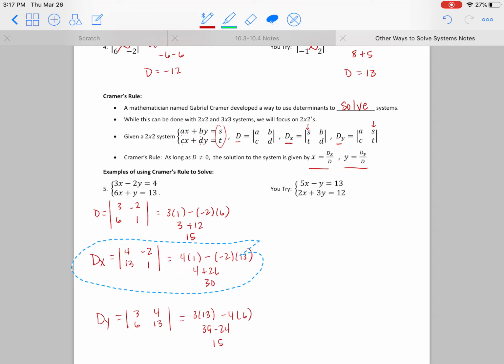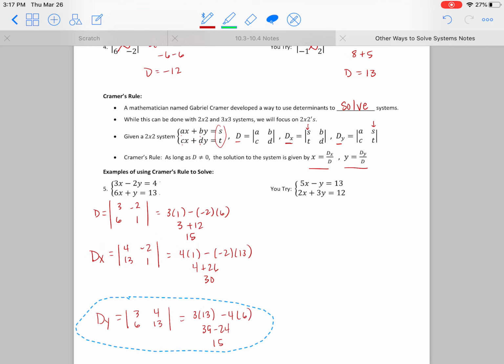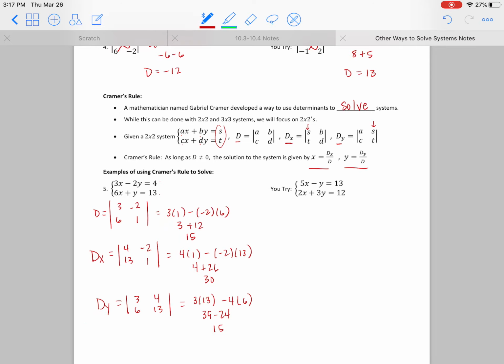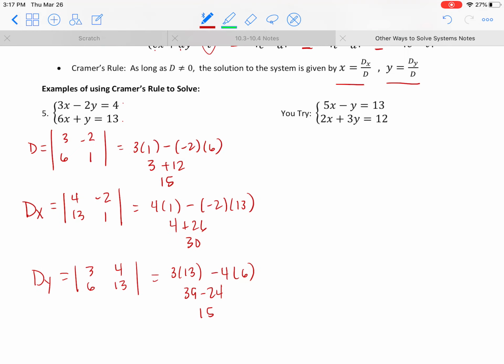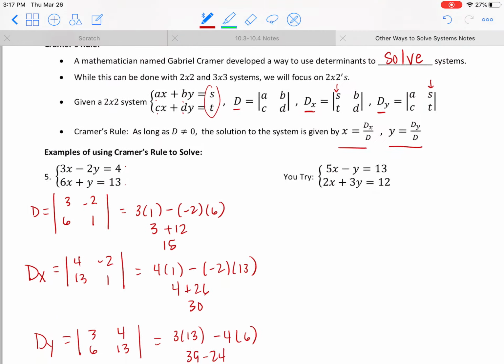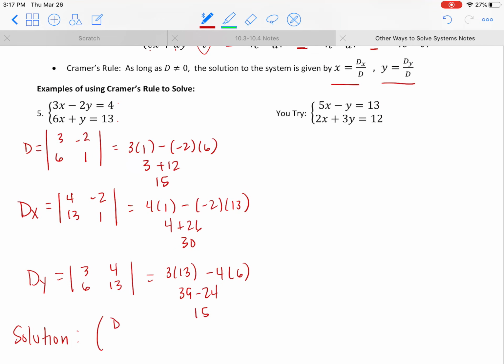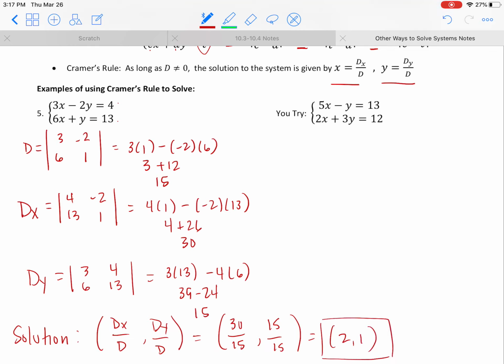Okay? Now, according to Cramer's rule, our solution is going to be the determinant of x over the determinant, and the determinant of y over the determinant. So in this case, the determinant of x we found was 30, and the determinant of the whole thing was 15, and the determinant of y was 15, determinant of the whole thing was 15. So the solution is going to be at 2 and 1.